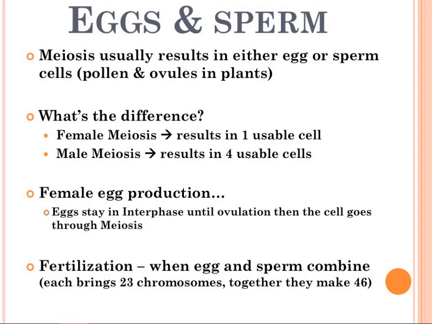So another thing we should talk about is eggs and sperm. So meiosis usually results in either egg or sperm cells, or pollen and ovules in plants. Pollen is male, ovule is female. Okay, what's the difference? Big factor here. Female meiosis, you only get one usable cell. But in males, you get 4.